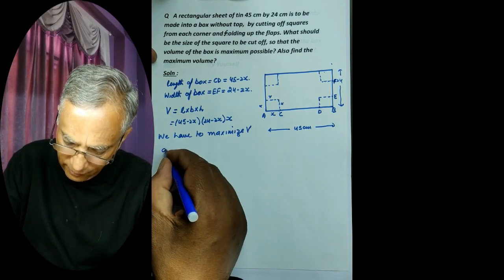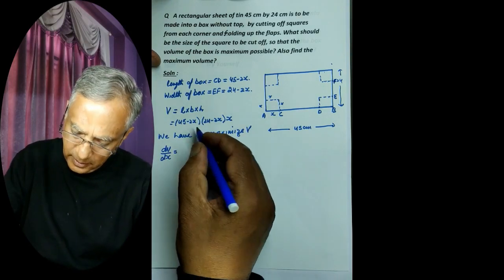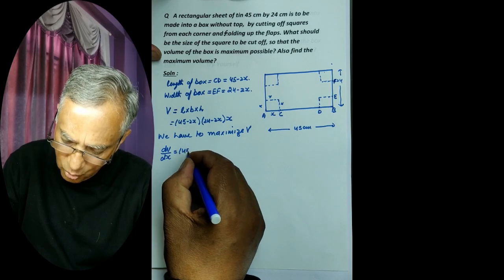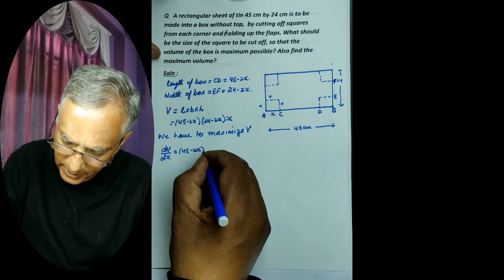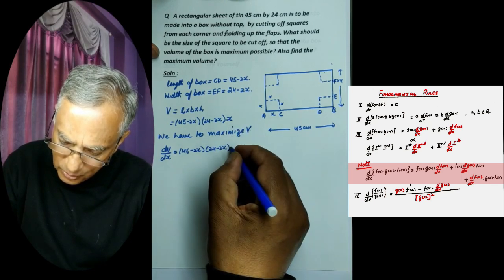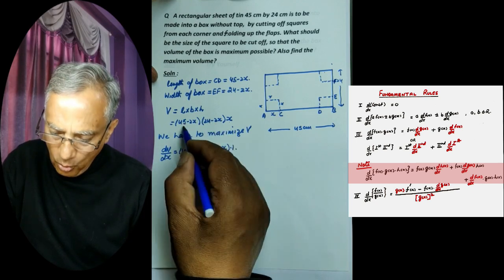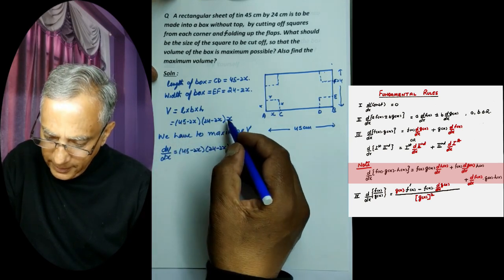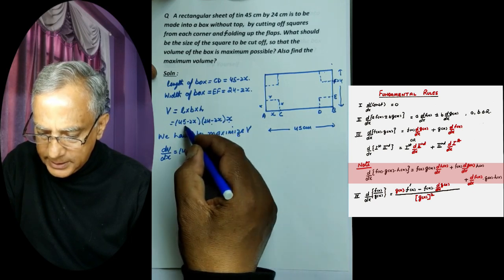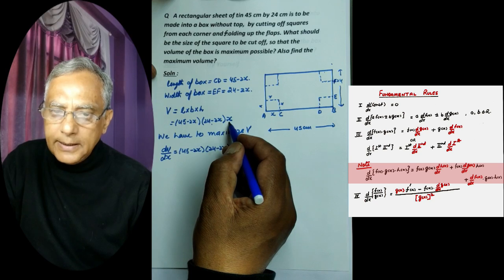So first we find dv by dx. We differentiate this. 45 minus 2x into 24 minus 2x into x. How we differentiate? Product of three functions. So first differentiate this, leave the other two as they are. Differentiate this, leave the other two as they are. And then differentiate this and leave the other two as they are.